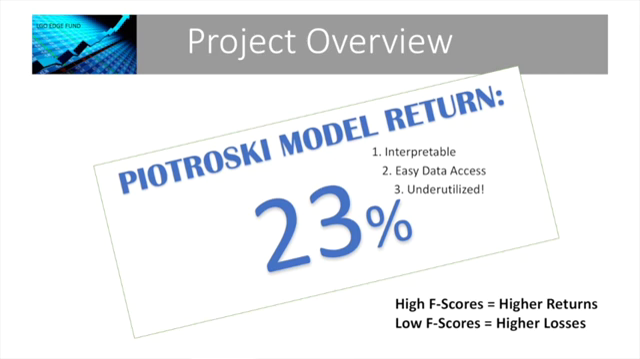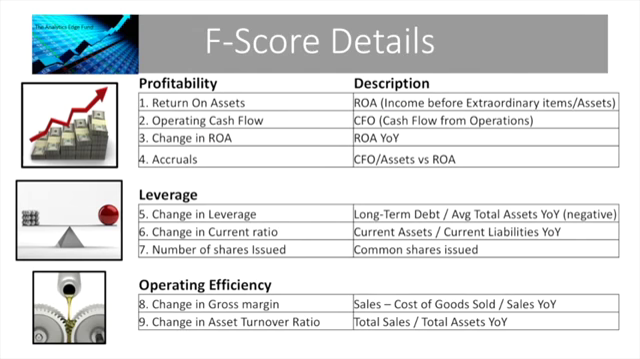So here are the details of the F-score, and they're broken down into 3 different buckets: profitability, leverage, and operating efficiency. The 9 categories within each bucket are graded with a score of 0 or 1, so binary variables based on annual financial performance of the company.